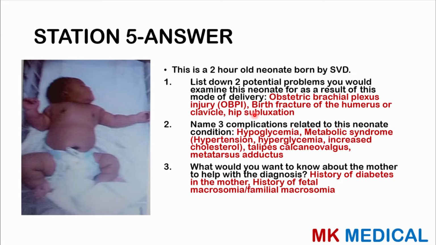Then what would you want to know about the mother to help with the diagnosis? You want to ask if there's a history of the mother having diabetes. You also want to ask if there's a history of the mother having a child previously that had fetal macrosomia, or generally if there is familial macrosomia, if they're born with huge babies.